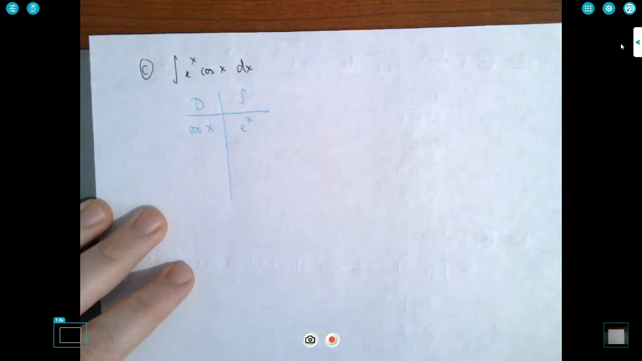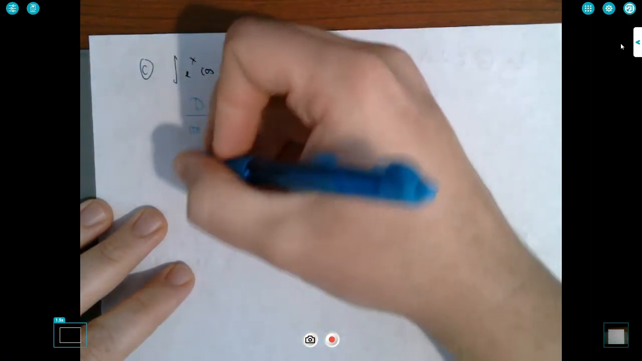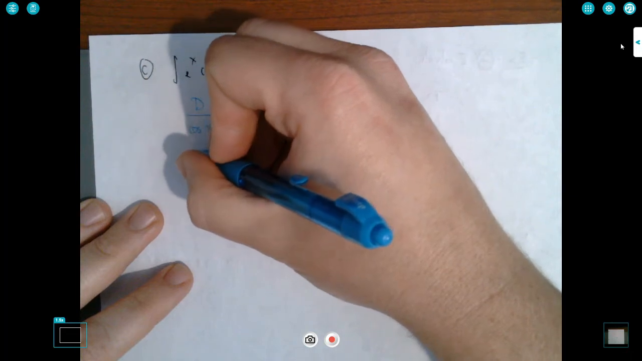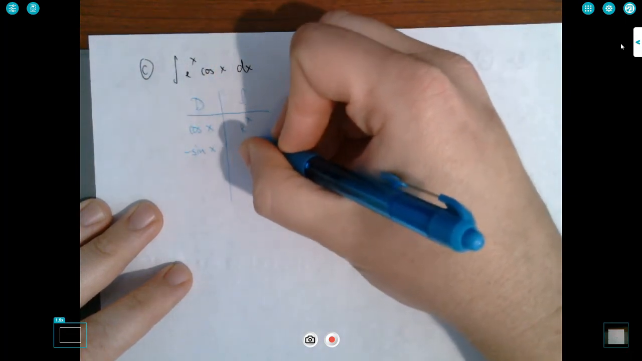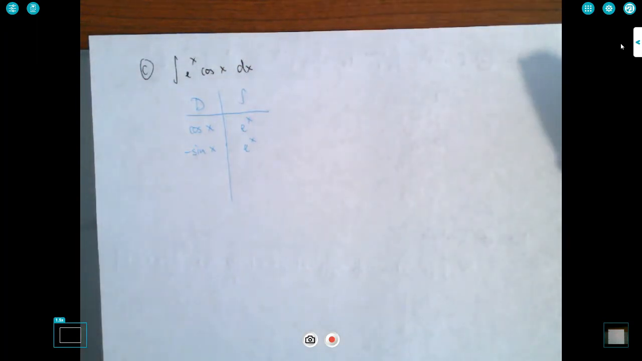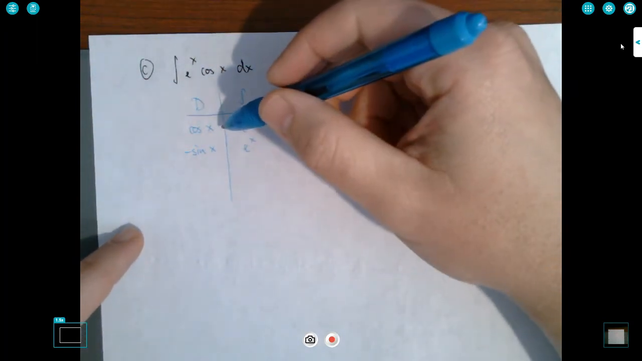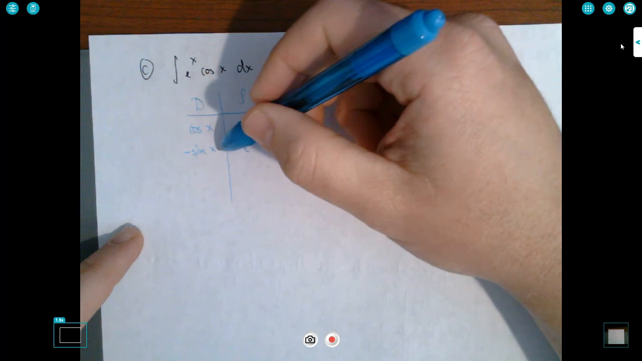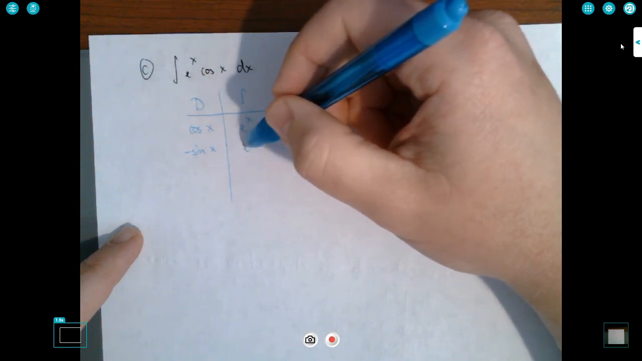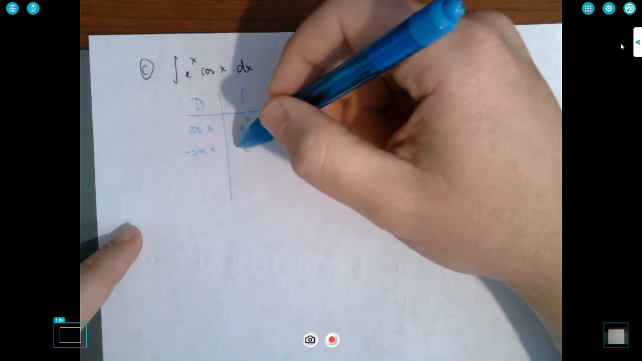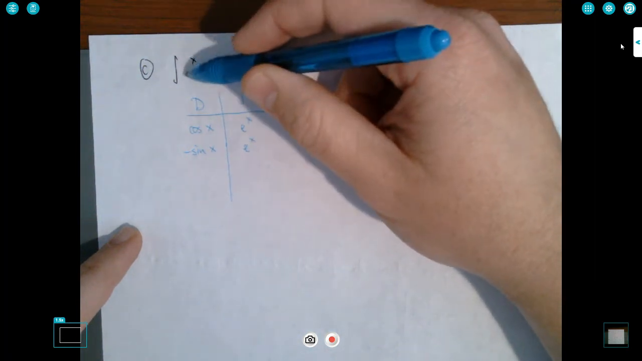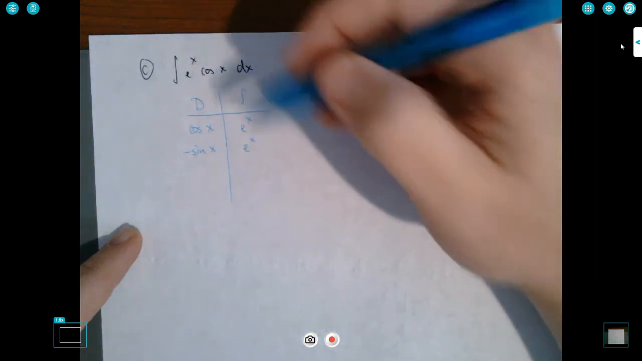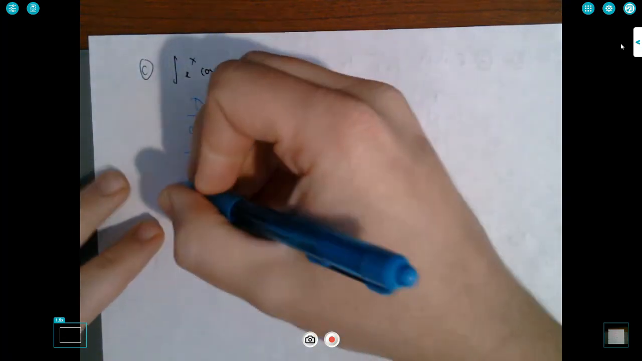Now, how far do I go? Well, let's see. If I differentiate cosine x, I'm going to get negative sine x. If I integrate e to the x, I get e to the x. At least that's easy, right? So now I'm going to do this times that, and then I'm going to integrate this times that. So if I integrate this times that, I've got negative e to the x sine x. That's not exactly a repeat of what I started with. So let me go another step.